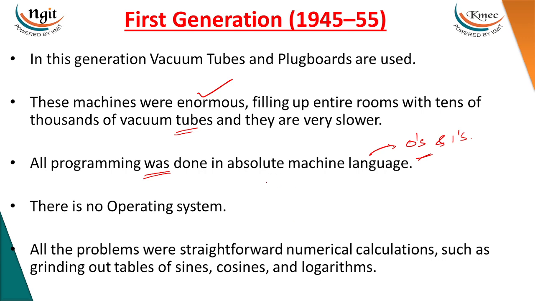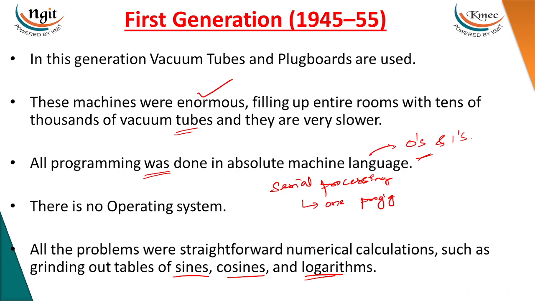So the processing is serial processing. Currently we are using parallel processing, but here it is serial processing, which means at any point of time only one program is executed. Until the particular program is executed, we will not move to the next program. If the program is not executed, then all the other programs have to wait for the first program to be executed. Okay. So why were these used? Because of calculations such as sines and cosines and logarithms.